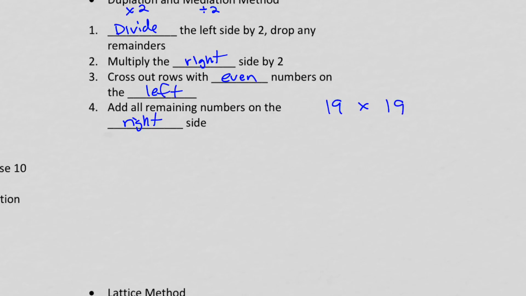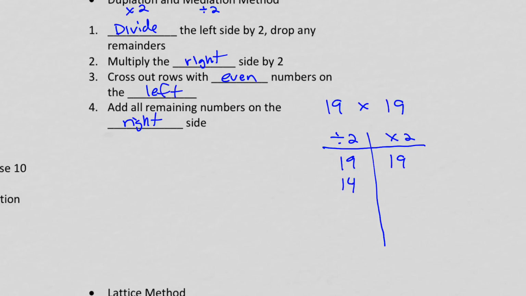So we're going to make 2 columns here. We're going to do division on the left and multiplication on the right. So we're going to start with our numbers, and then divide by 2, and we're going to drop the remainders or the decimal parts. So 19 divided by 2 is 14 and a half. We're going to drop the half part.